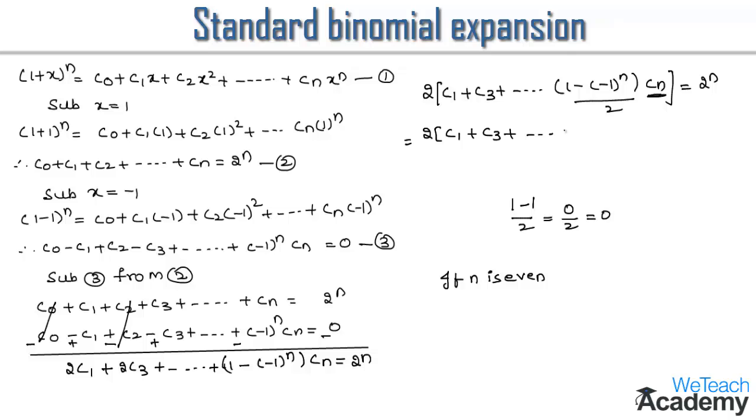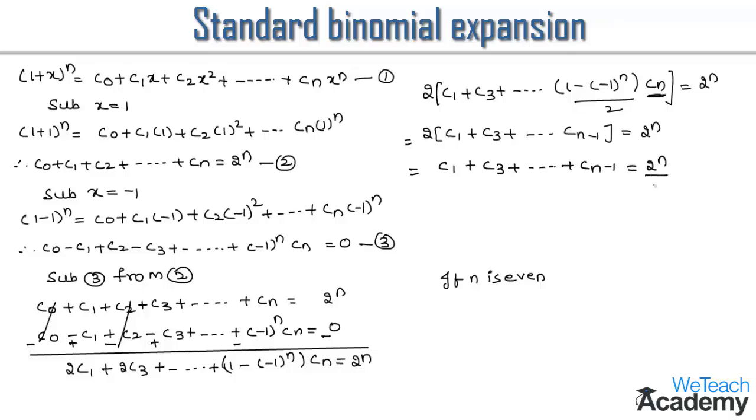So now let us consider the previous term of Cn, which is Cn minus 1. We have 2 into (C1 + C3 plus so on, plus Cn minus 1) is equal to 2^n. Now let us transfer 2 to the other side. So we get C1 + C3 plus so on, plus Cn minus 1 is equal to 2^n divided by 2. Here we can write 1 by 2 as 2 inverse, and we observe that the bases are equal. So by adding powers, we get the value as 2^(n minus 1). Therefore we can conclude that C1 + C3 plus so on, plus Cn minus 1 is equal to 2^(n minus 1).